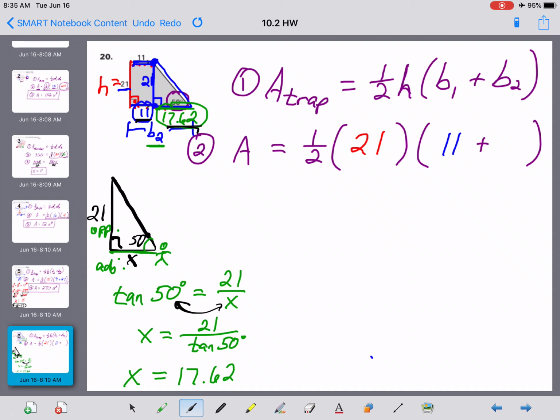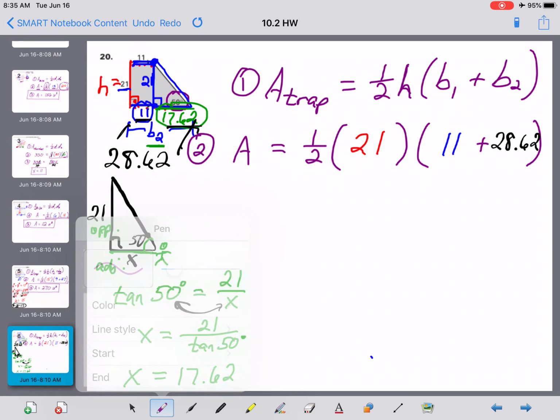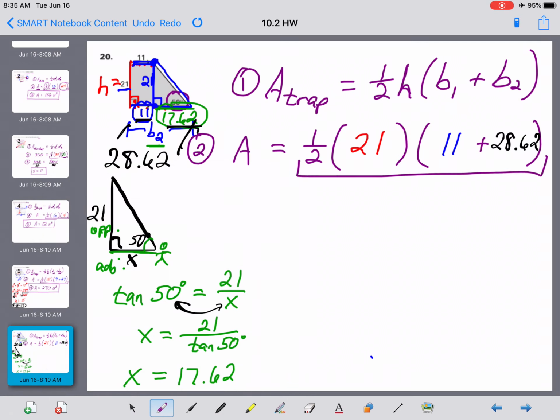Okay, so 28.62 is this entire length from here to here, and that's what we needed right over here for base 2, everybody, 28.62. Whew, that's a mess. Now that we've got all that, I think the entire right-hand side is all known, so we're ready to go to our calculators. And for step 3, let's just figure it out.